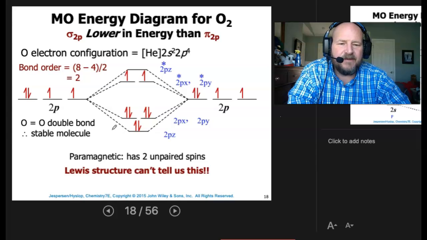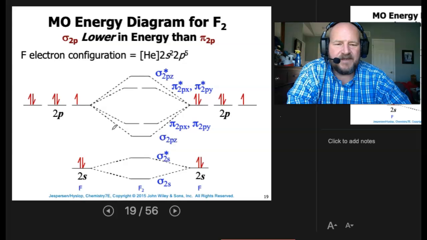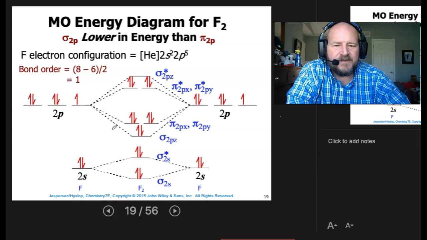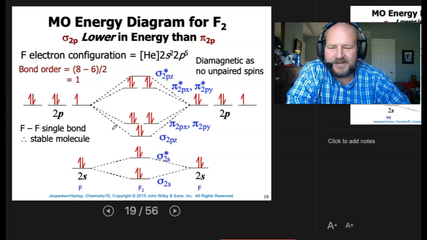For F2, we now have 7 electrons in each atom. Our sigma star and our sigma for our 2s will both be filled. And then we'll begin to fill our 2p. And of course, now we get 8 minus 6 divided by 2 gives us a bond order of 1. And the fluorine-fluorine single bond, of course, we know is a stable molecule, and again is diamagnetic.